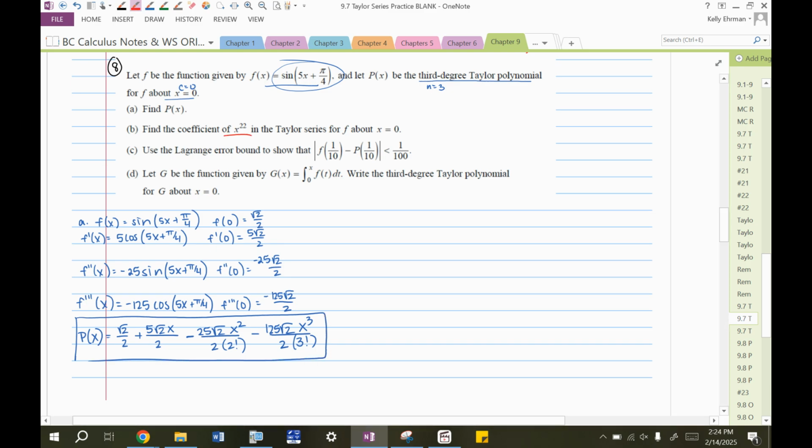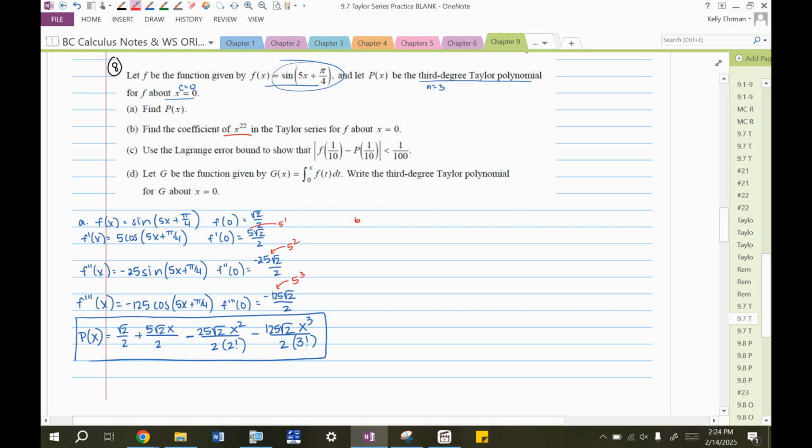Part B, find the coefficient of x to the 22nd. You are not supposed to take derivatives until you get out to the 22nd. You are supposed to find a pattern here. So what is the pattern? Connected to the derivatives, right? So the third derivative had 5 to the third in it. The second derivative had 5 squared. The first derivative had 5 to the first.